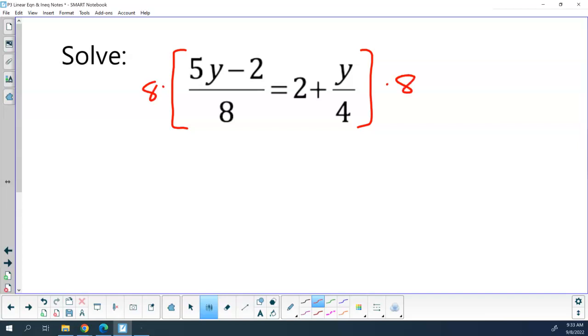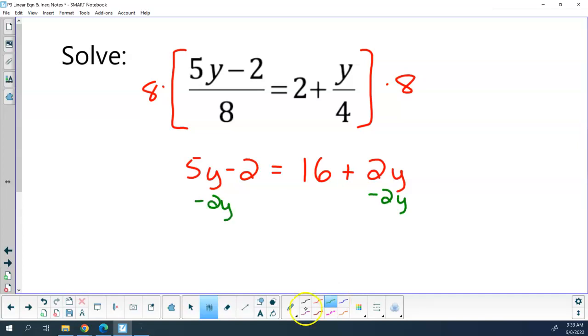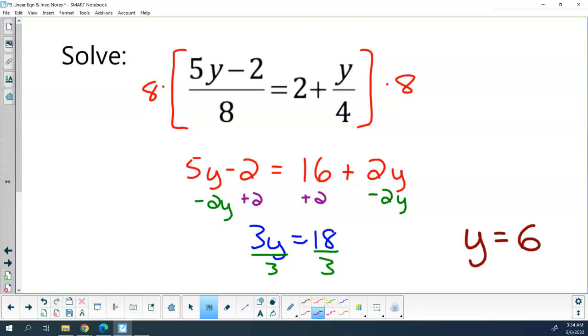Okay, so if I multiply the left side by 8, that's going to give me 5y minus 2. If I multiply by 8 on the other side, that's going to give me 16 plus 2y. Now, if I subtract 2y, and if I add 2, I get 3y equals 18. And then when I divide by 3, I get y is equal to 6.